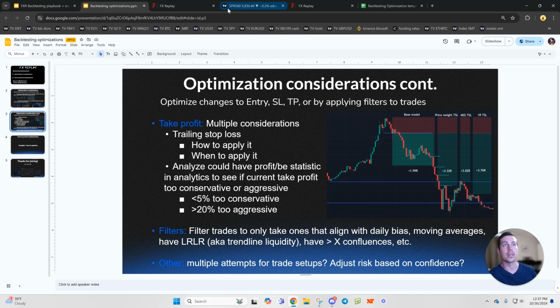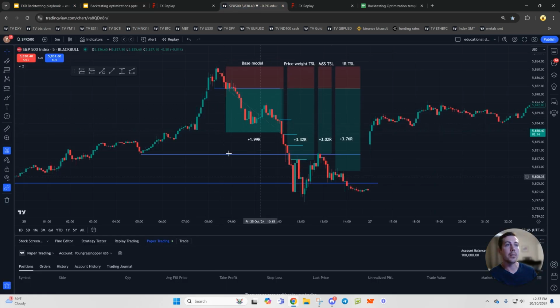I want to show you guys in the chart here how you can apply different trailing stop losses, and I'll show you the one that I use and a couple other options. This is just a very simple, basic trade you could potentially take based on a market structure shift. We took out this low, and I'm entering on a retest of that low with a stop at the high and targeting 2R.